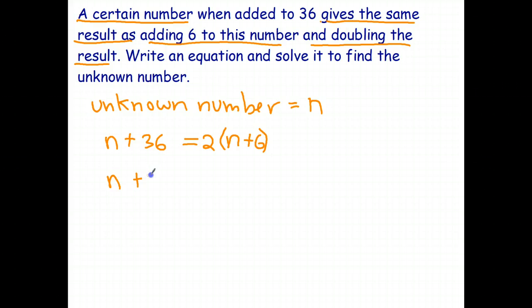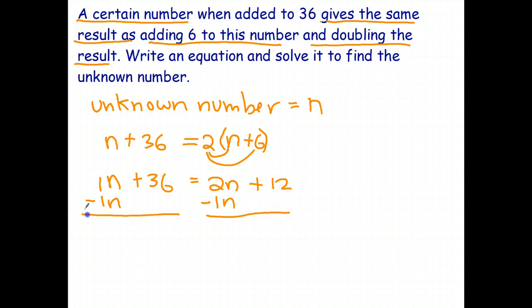To solve it, the first thing we have to do is expand the brackets. So that's 2 times n plus 2 times 6. Now this, of course, is just one n, so I've got an n on both sides of the equation. I'll take one n from each side. Those cross out. That leaves just 36 on the left. 2n take 1n is 1n, or just n plus 12.